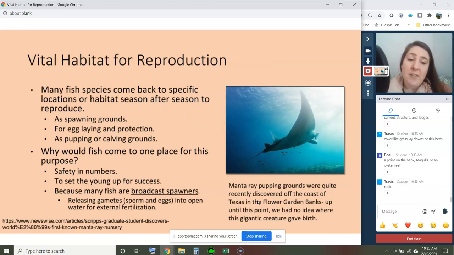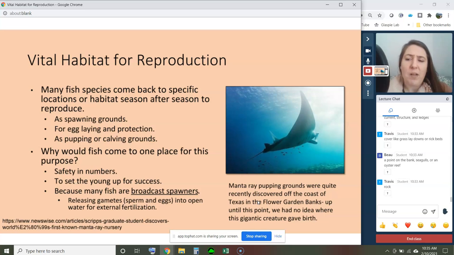One of the aspects of essential fish habitat is that it has to be vital habitat for reproduction. Many fish or fish species come back to specific locations or habitat season after season to reproduce. They have very specific areas where they'll do this. So they do this because they need to use these areas as spawning grounds. They'll use these areas for egg laying and for protection, or as pupping or calving grounds.